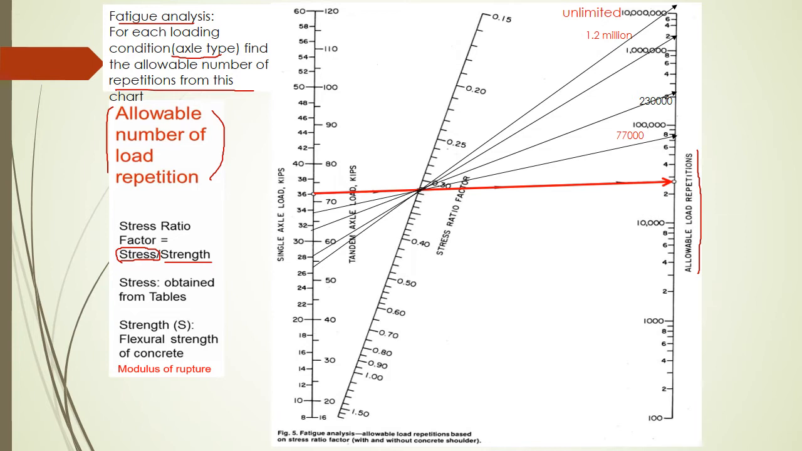طب إيه اللي أنا محتاج أعرفه عشان أحسب ال allowable load repetitions؟ أول حاجة بص كده، الاكسس ده مكتوب هنا single axle loads كيلو باوند، ومكتوب على اليمين tandem axle load كيلو باوند. يعني الأرقام دي واحد للسنجل على الشمال واللي على اليمين للتاندم اكسل. دي أول حاجة. الأرقام دي وأنا بدخل في الجراف بضرب في اللود سيفتي فاكتور.